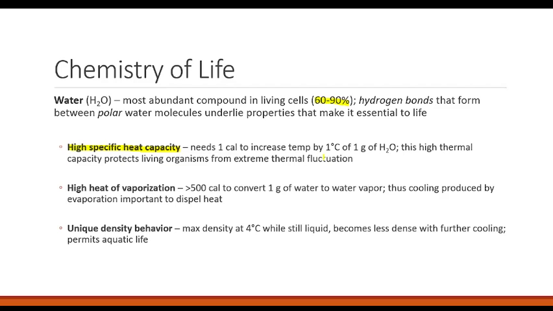So there needs to be 1 calorie put into water in order to increase its temperature, protecting living organisms from extreme thermal fluctuation.